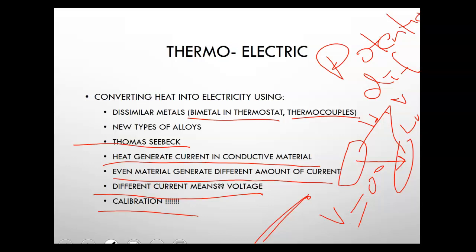For example, okay, let's try it again. So let's say that we have 3 millivolts, and again the voltage is very small. We got 3 millivolts at 32 Fahrenheit. Then we got 5 millivolts at 212 Fahrenheit.